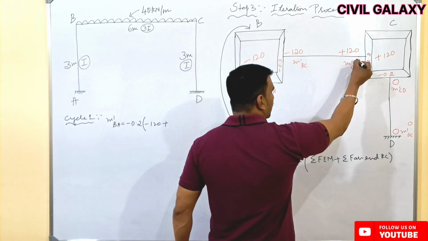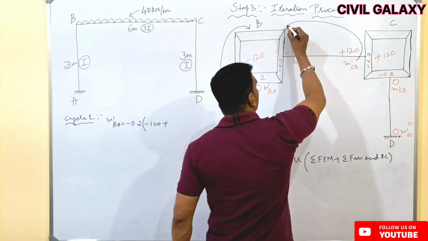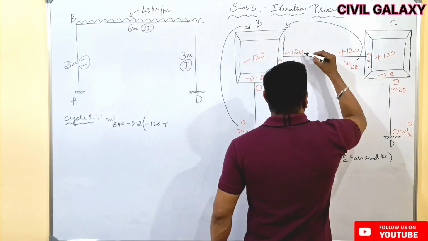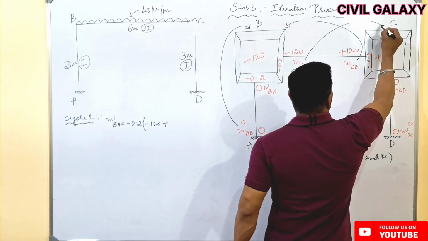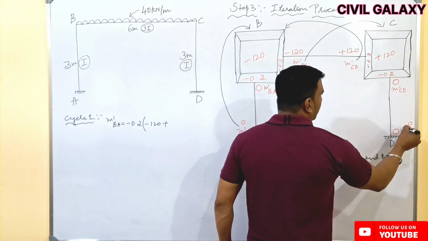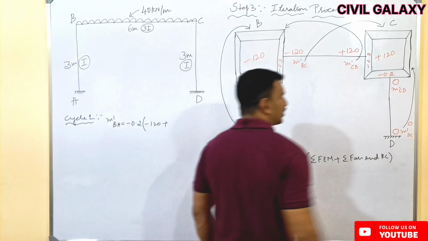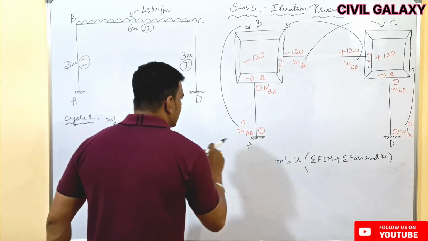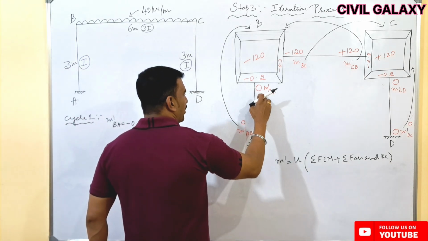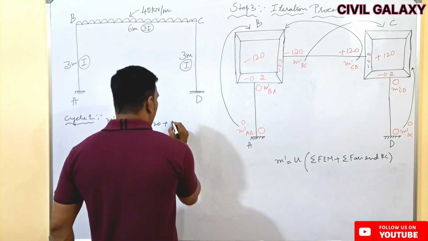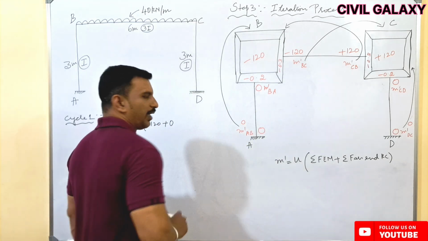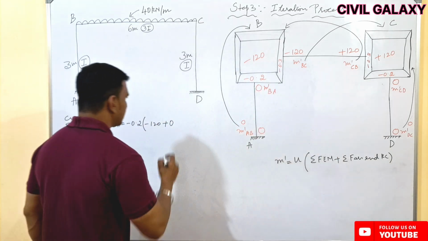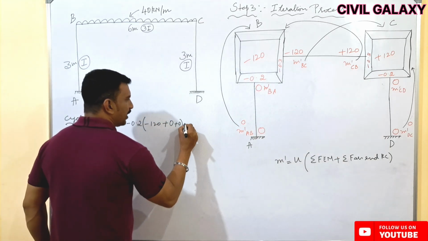Similarly, the far end rotation contribution here will be m dash CB. So for C, the far end rotation contribution will be m dash BC, and over here it will be m dash DC. So these two far end rotation contributions we need to consider. Now for m dash BA, the far end rotation contribution is m dash AB, the value is 0 since it is an end support, and here it is m dash CB, the value we don't know for the first cycle, so let us consider it as also 0.